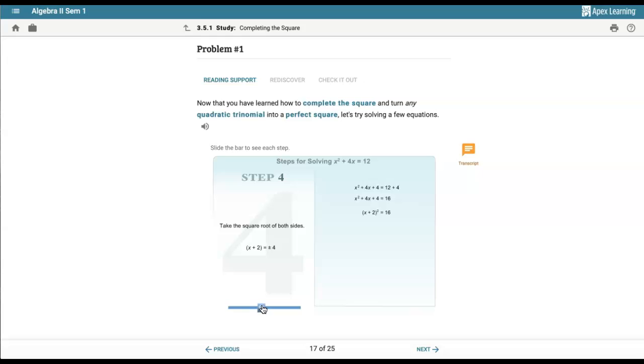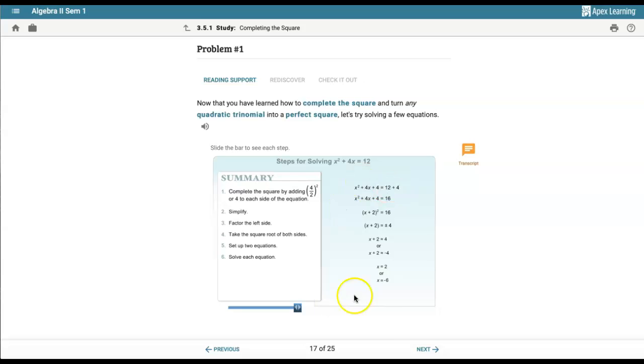All right? And then here we're going to take the square root of both sides. So x plus 2 is equal to plus or minus the square root of 16, which is 4, right? So then we set up two equations. We've got a -4 and a +4, and then we solve for both. Okay, so we end up getting x is equal to 2 or x is equal to -6. Both of those answers are correct.